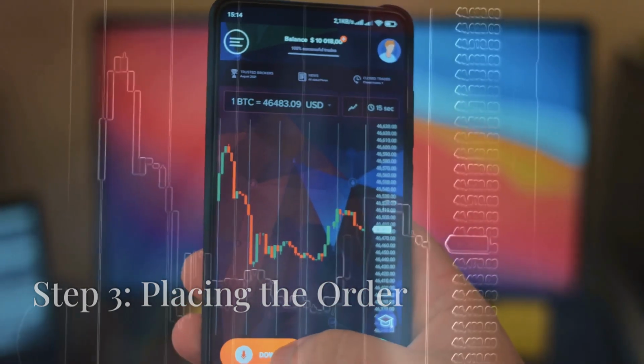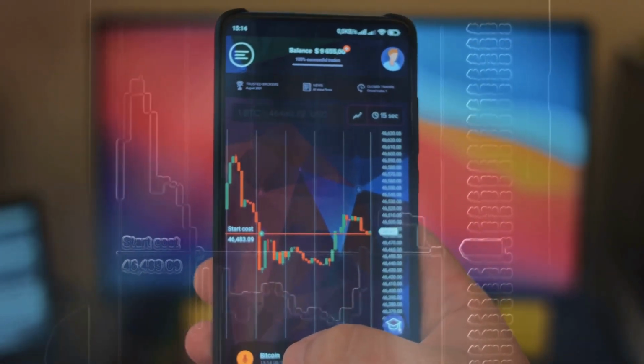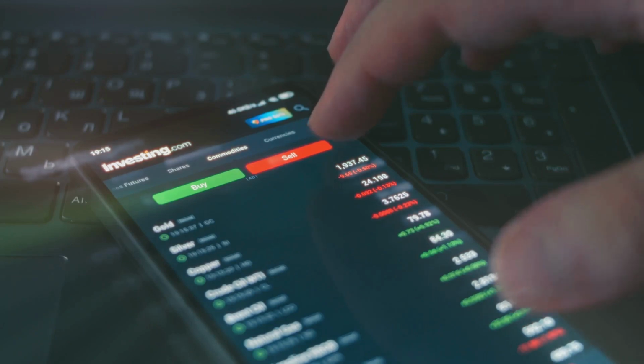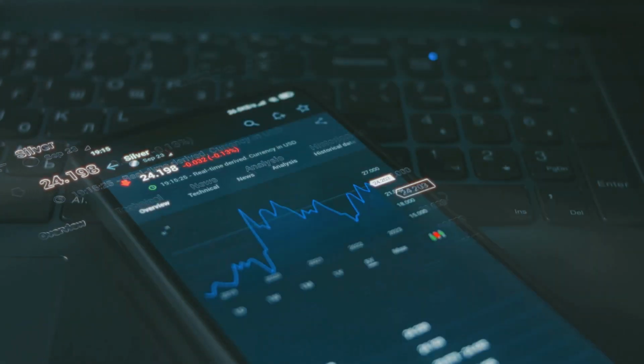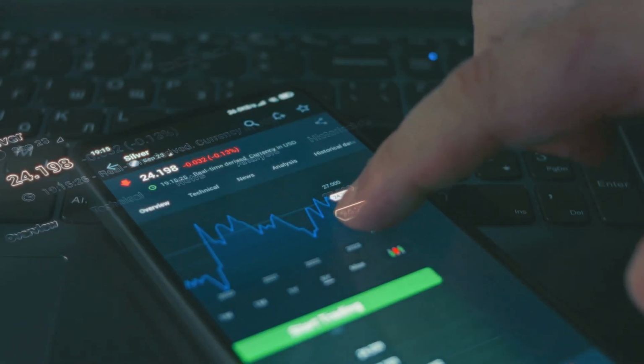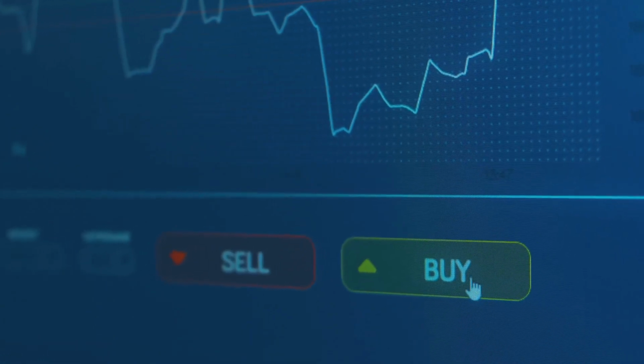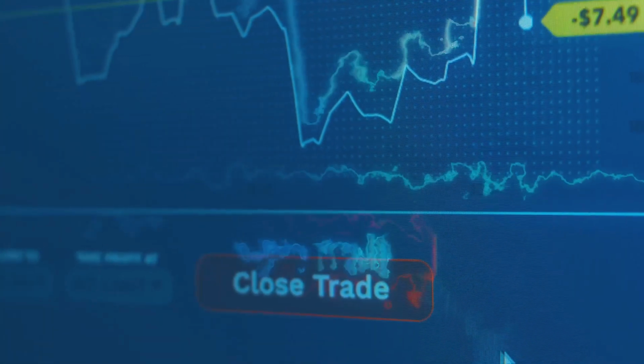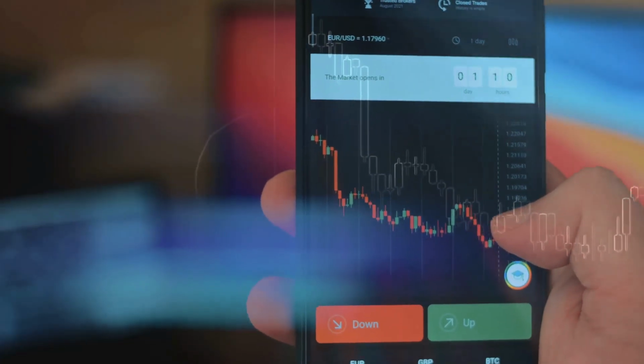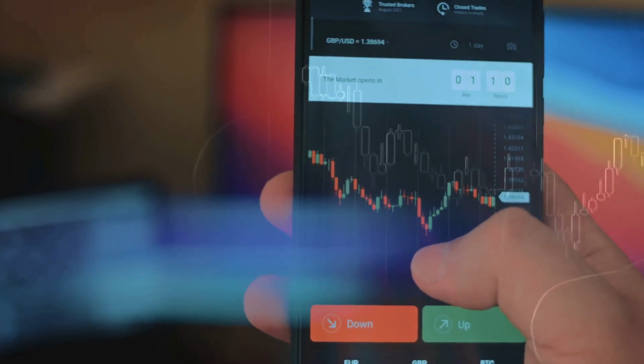Step 3. With your Demat account ready, place an order. Decide what to trade: stocks, bonds, mutual funds, or derivatives. Specify the order type, market or limit. For example, buy 10 shares of Reliance at 2,400 rupees.